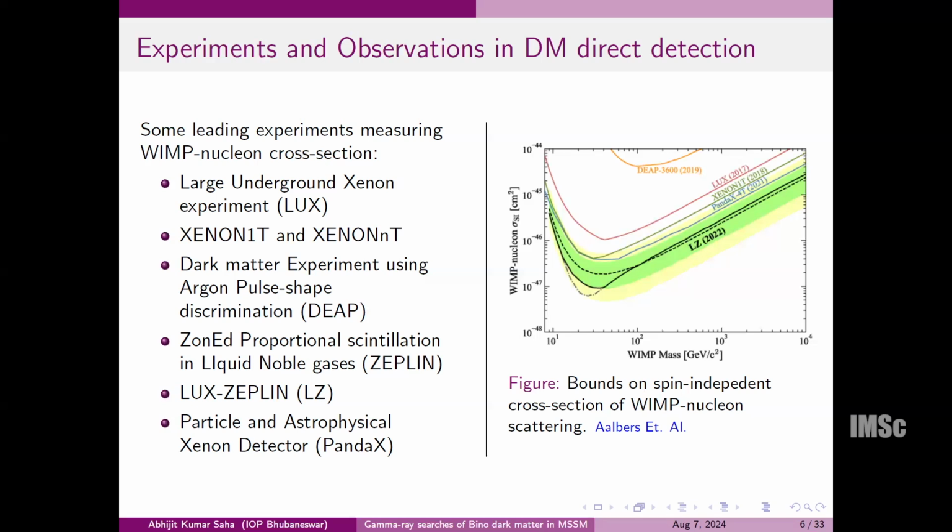At lower mass, what happens? You may have kinetic suppression. That means the experimental sensitivity gets weakened with the reduced mass of the dark matter.